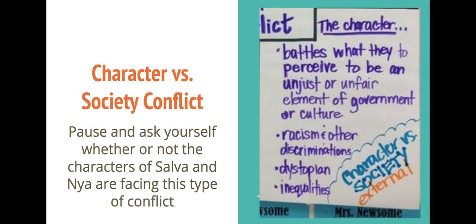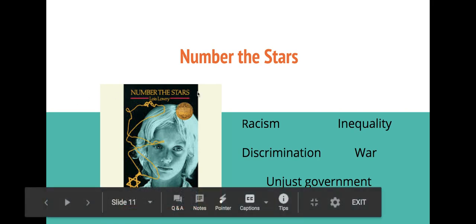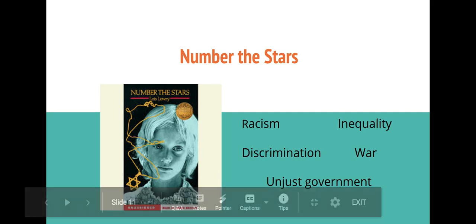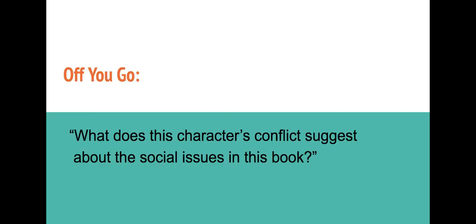Okay, so no surprise, I picked Number the Stars for this last one. And I didn't even bother with figuring out what the other struggles were because this book is just packed so full of social issues. Racism, inequality, discrimination, war, and unjust government. This book had so many social issues in it that I didn't even bother with the other kinds of struggles. This one has great examples of what a social issue is.